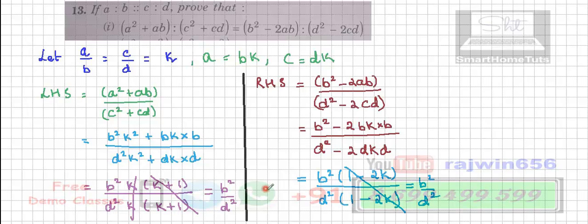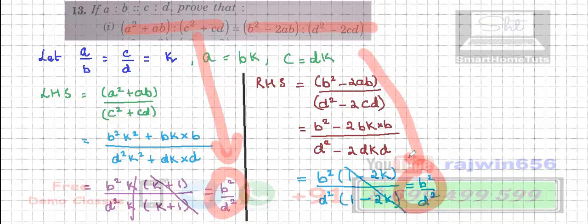Correct? So you can see this part is B square upon D square, and this side is also B square upon D square. We started with LHS and proved that it is B square upon D square. Then for RHS also we started and proved that it is equal to B square upon D square. So LHS is equal to RHS, hence proved.